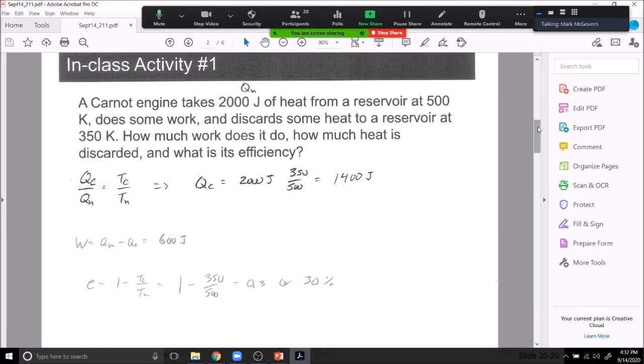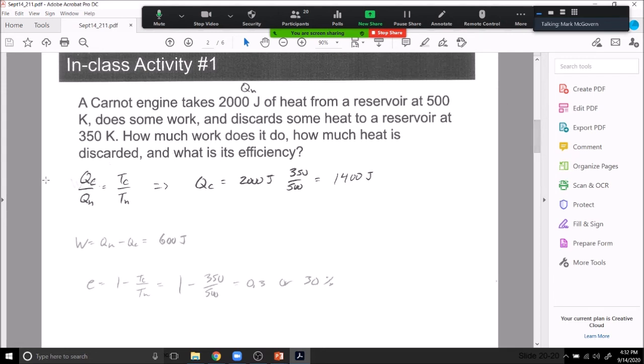This one's pretty straightforward. A Carnot engine takes 2,000 joules of heat from a reservoir at 500 Kelvin. That's the QH. Does some work, yada, yada, yada. It discards some heat to a reservoir at 350 Kelvin. How much work does it do? How much heat is discarded? And what is the efficiency?